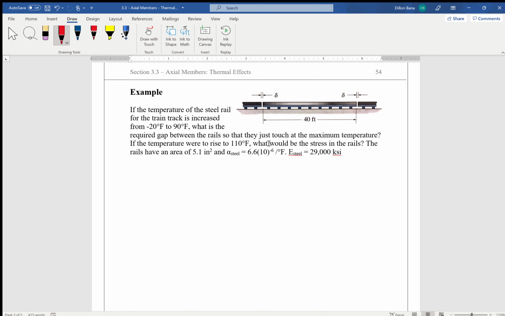All right, so the train track rails have an area of 5.1 square inches. Alpha of steel is still 6.6 times 10 to the negative 6. And E for steel is 29,000 KSI.